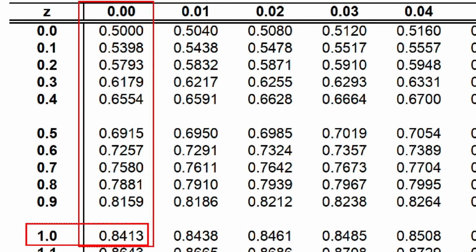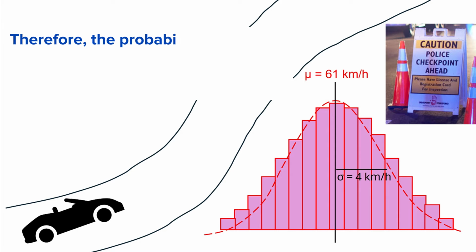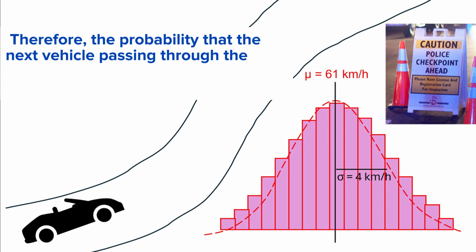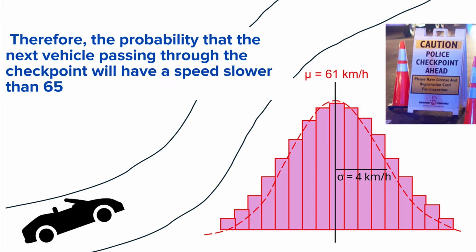Therefore, the probability that the next vehicle passing through the checkpoint will have a speed slower than 65 kilometers per hour is 0.8413.